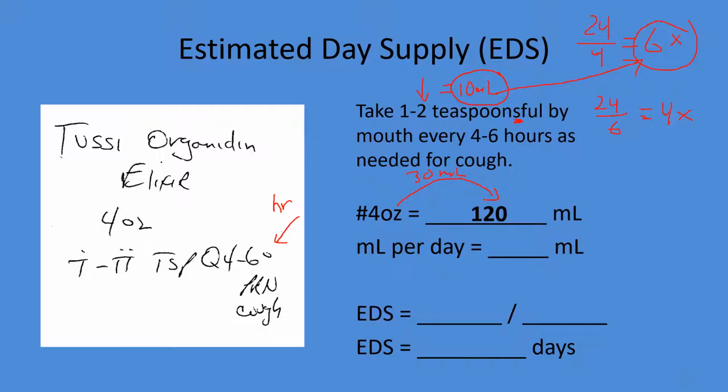The per day amount we figured out, 2 teaspoons is 10 mLs, and they can do it up to 6 times for a total of 60 in a day. So the EDS is 120 divided by 60, and this little 4 ounce bottle is only going to last them about 2 days. And that's it. For a lot of these cough medicines, you only want to use them short term.